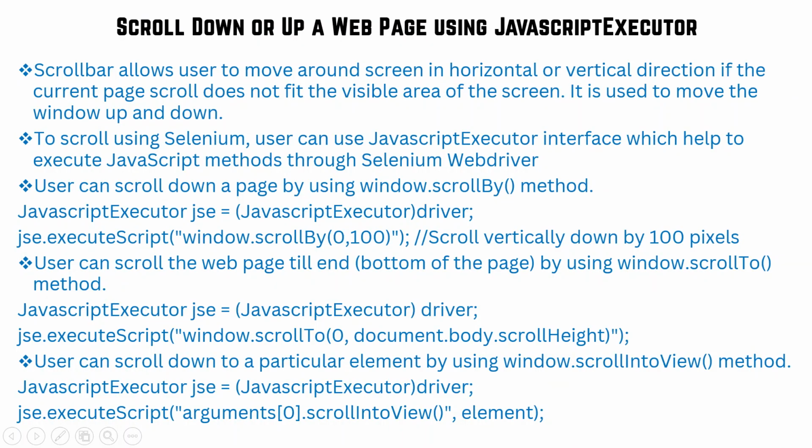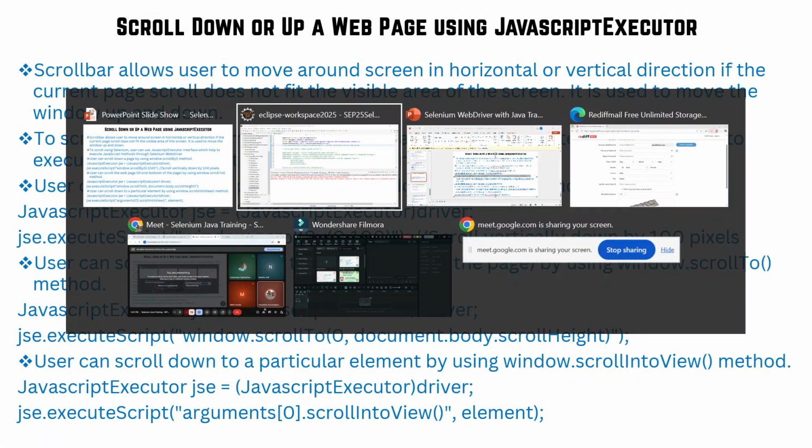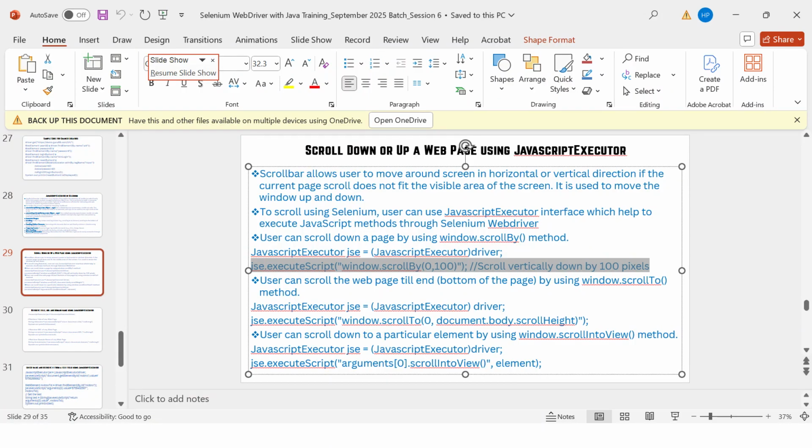Now next one is, in case you want to go to the bottom of the page directly. Okay, so the user can scroll the web page till the bottom of the page by using the window.scrollTo method. So this is the code. JavaScript executor object executeScript window.scrollTo 0, comma document.body.scrollHeight. So it will go to the bottom of the page directly. So let's copy the code and let's see what's happening here.